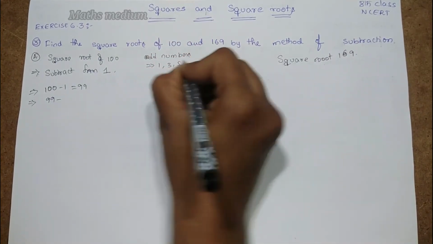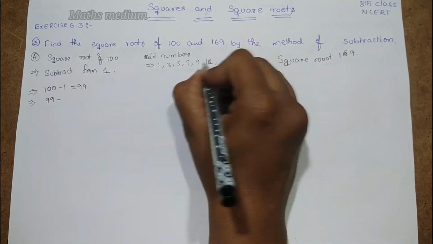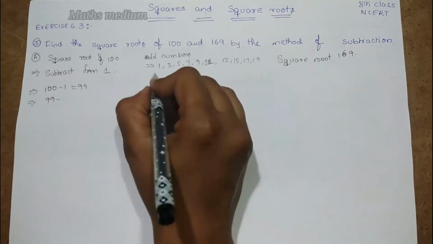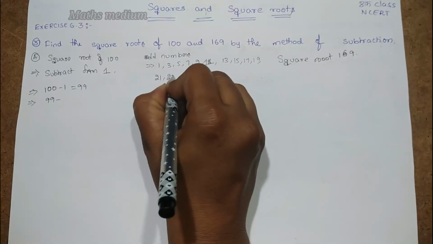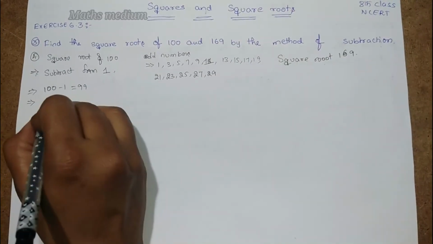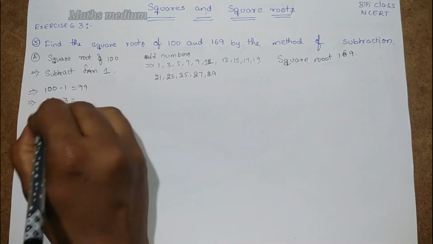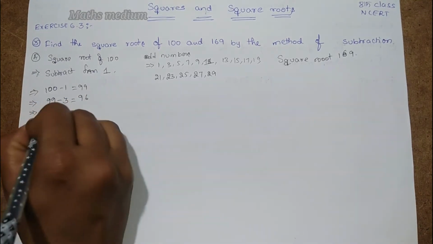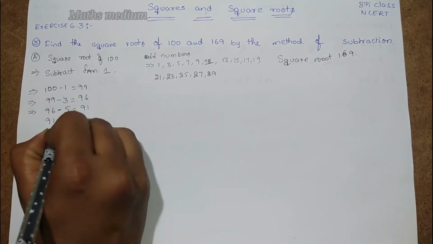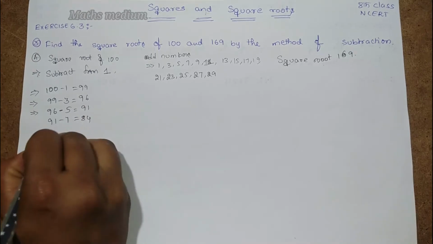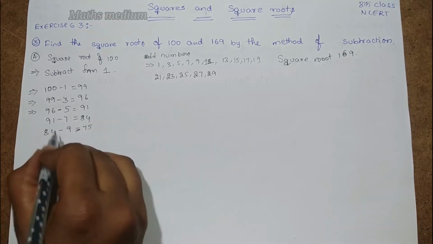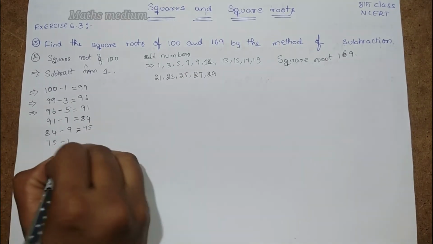Now use 99 minus the next odd numbers. We know odd numbers: 1, 3, 5, 7, 9, 11, 13, 15, 17, 19, 21, 23, 25, 27, 29, up to 30 I wrote. So 99 minus 3 gets 96. Now 96 minus 5 is 91. 91 minus 7 is 84. 84 minus 9, we get 75. 75 minus the next number, 11.